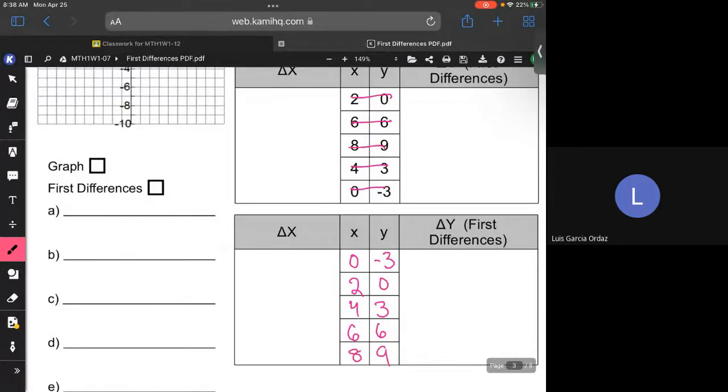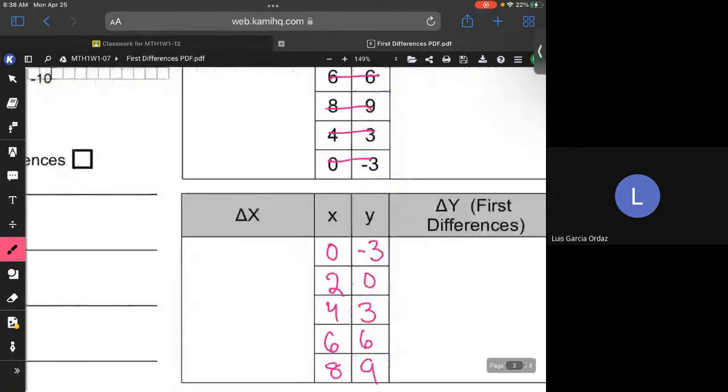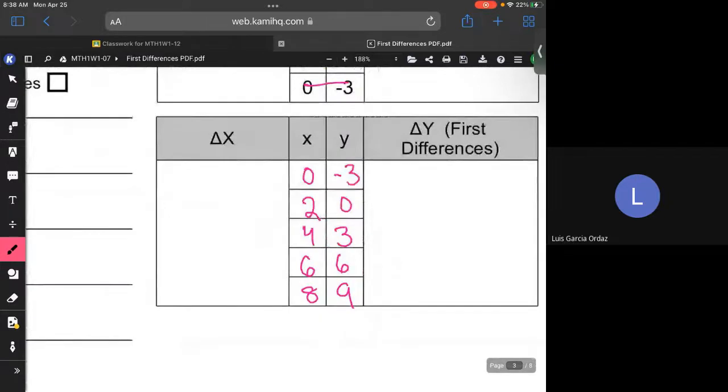So now only here can we do the first differences because everything is in order. So remember, start from the bottom, work your way up. 9 minus 6. Oh, you start from the bottom? Yep, start from the bottom and work up. Some teachers like to start from the first number and work down, but it gets confused, because you have to ignore the first number and then go down. What's 6 minus 3? 3, 3 minus 0, and 0 minus negative 3. Perfect. Good.